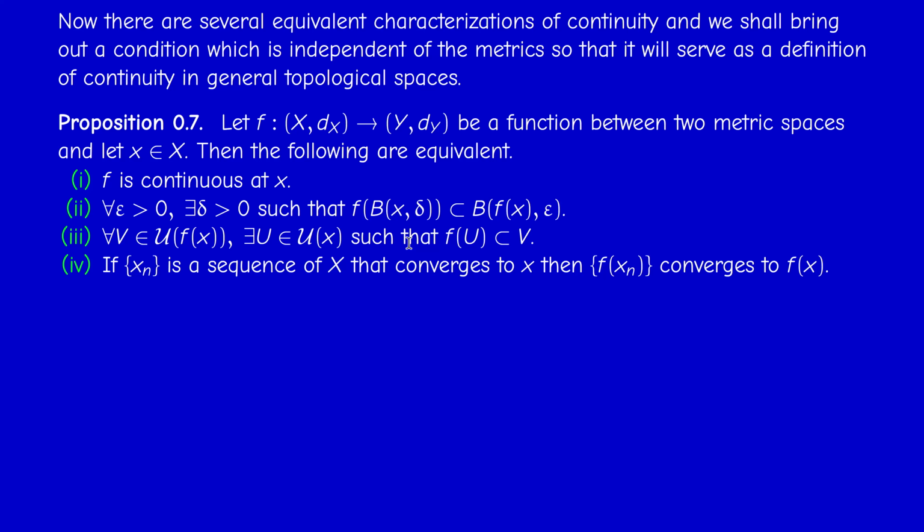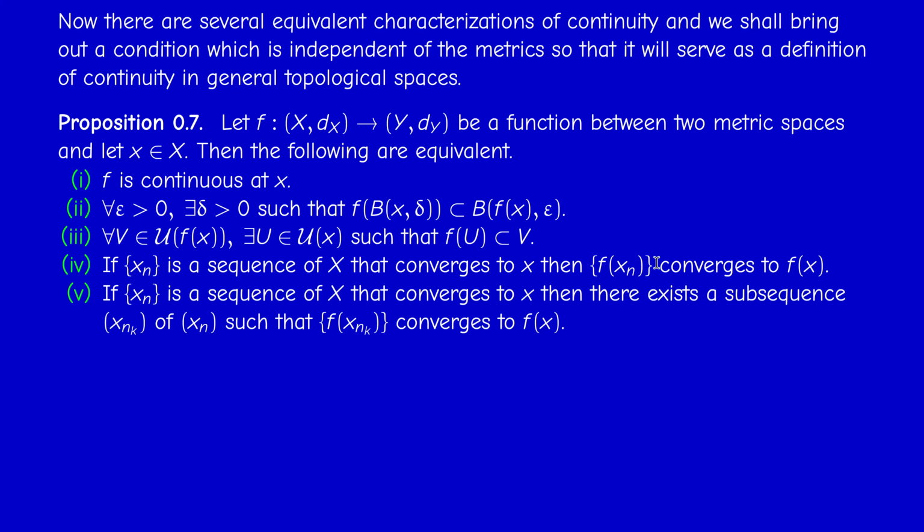But we can also restate the notion of continuity in terms of convergence. So f is continuous at x if and only if, whenever xn converges to x, the image of xn converges to the image of x. Okay. So this is what we call sequential continuity, and I will say something a little bit later about that.